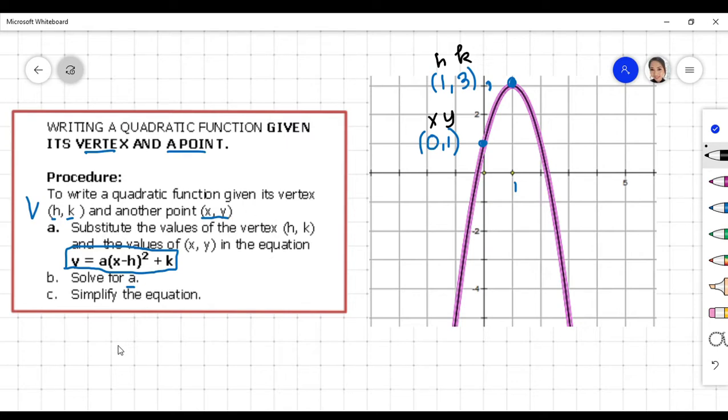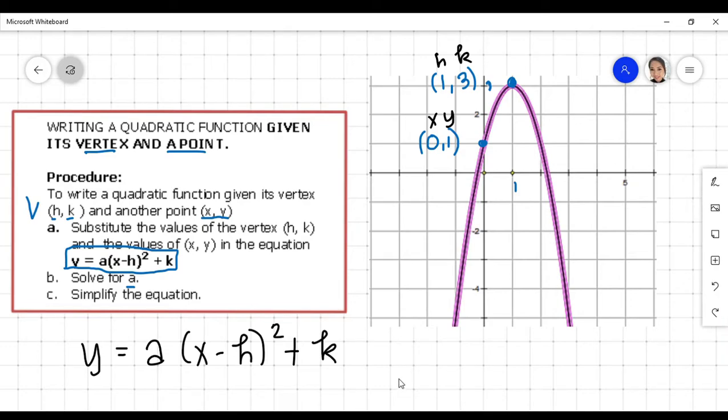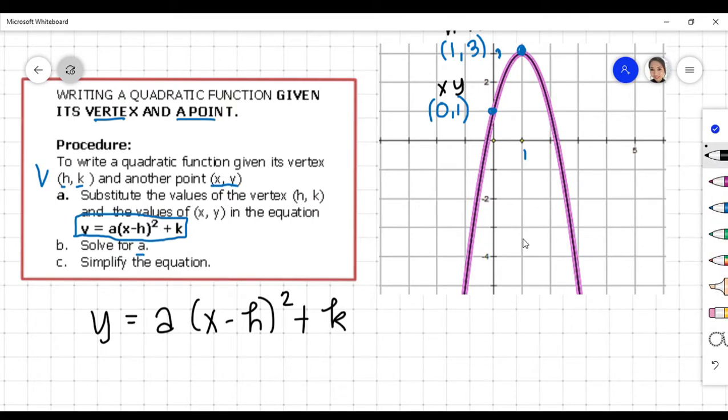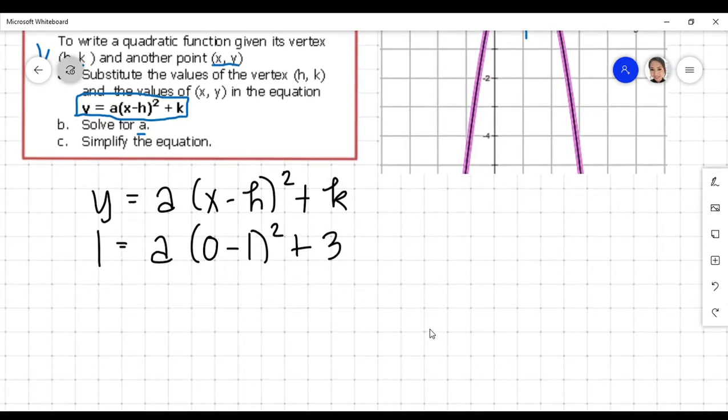So we will substitute them to the equation y equals a times x minus h squared plus k. So we will just do the same process that we did in our previous example. So our y is 1, a is unknown, x is 0, minus h, which is 1, squared, plus k, which is 3. So let's simplify that to find the value of a.